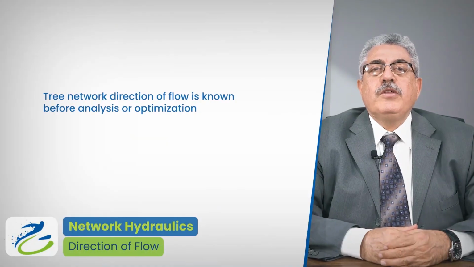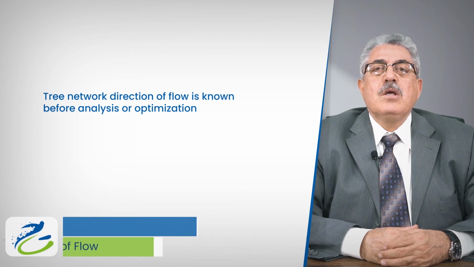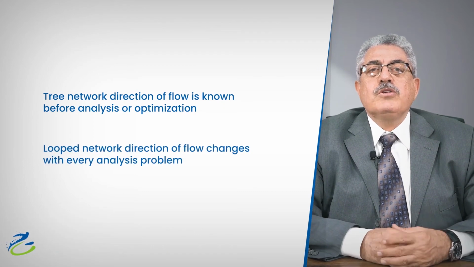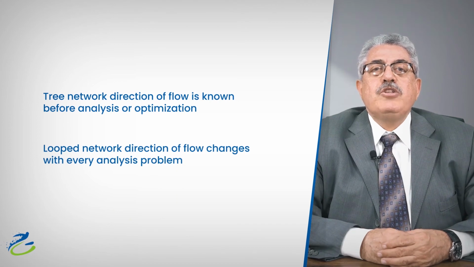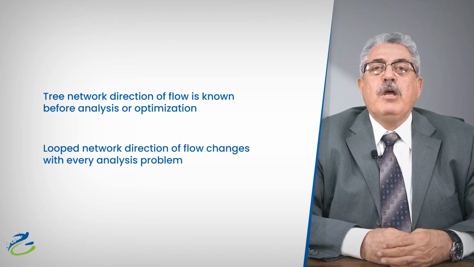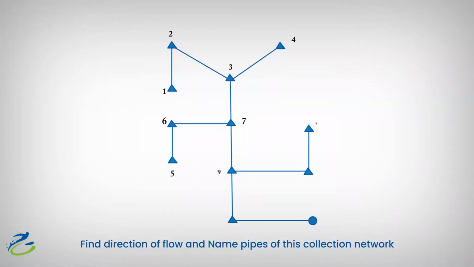Description of flow is another issue, because in tree networks, direction of flow is known before analysis or optimization. For loop networks, the direction of flow may change according to changes in pipe diameters and external flows. We can't decide on the direction of flow in pipes before solving the analysis problem. This is a sample exercise for a collection network where we have 11 sources and 1 sink. It's required to find flow direction and pipe names.